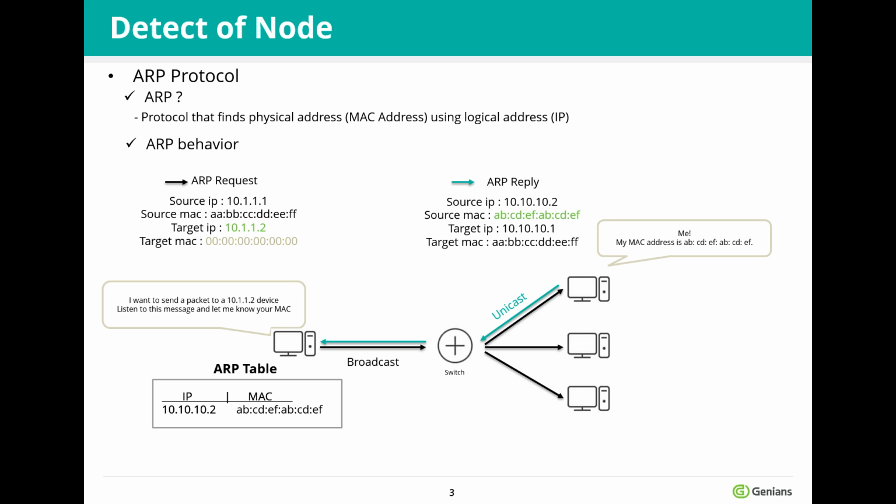The next time the 10.1.1.1 PC needs to communicate with the 10.10.10.2 device, it communicates directly with the ABCDEF MAC address by referring to its ARP table.